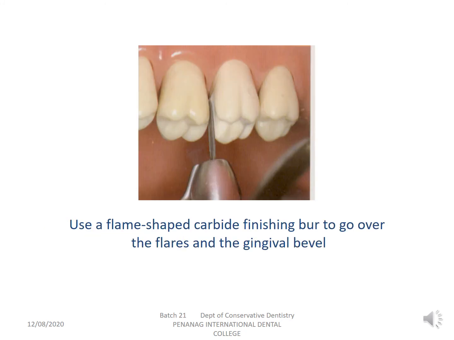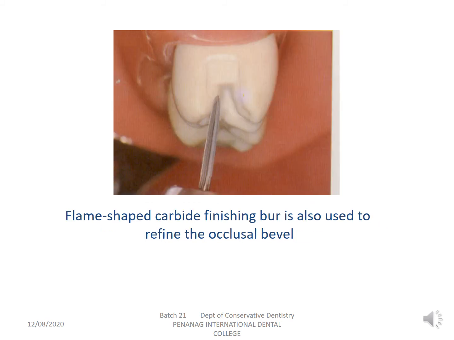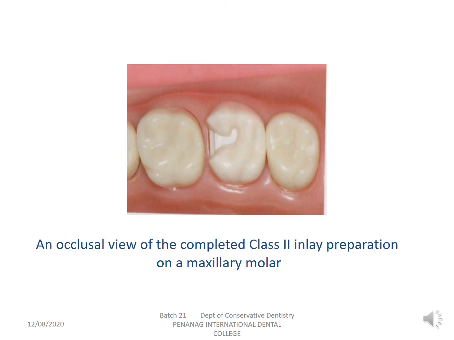Use a flame-shaped carbide finishing bur to go over all the flares as well as the gingival bevel. A flame-shaped carbide instrument is also used to refine the occlusal bevel. So this is what our finished, completed class 2 inlay preparation looks like.